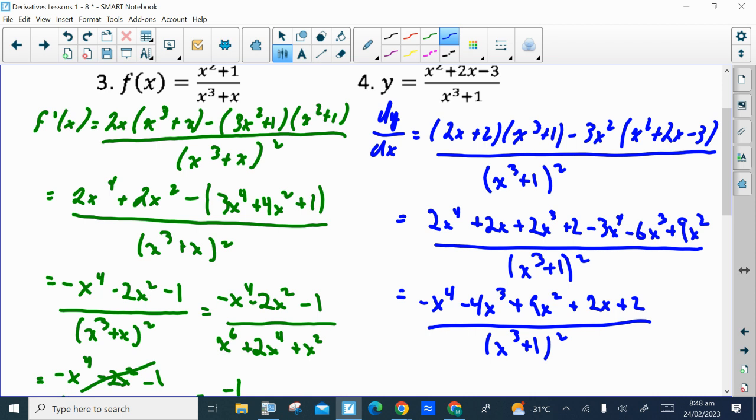And there's nothing more that we can do. Like, there's no common factor of x on top. If we square out the bottom, you will get an x to the 6th term. You'll get a positive 2x cubed and a positive 1. There's nothing we can do with that either to help us simplify. Right? So that one is done.